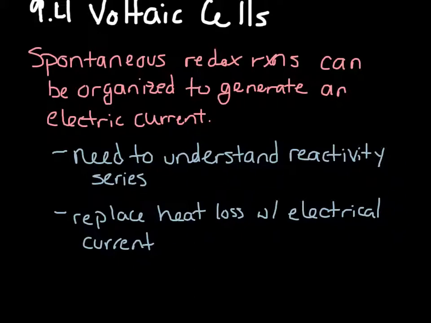In order to understand if the reaction is going to be spontaneous, we need to understand the reactivity series that was discussed in 9.3, to know which are the proper elements to put together and in which direction the spontaneity is going to move in that reaction. Essentially, instead of just losing heat during the reaction, these cells take that heat and turn it into an electrical current.